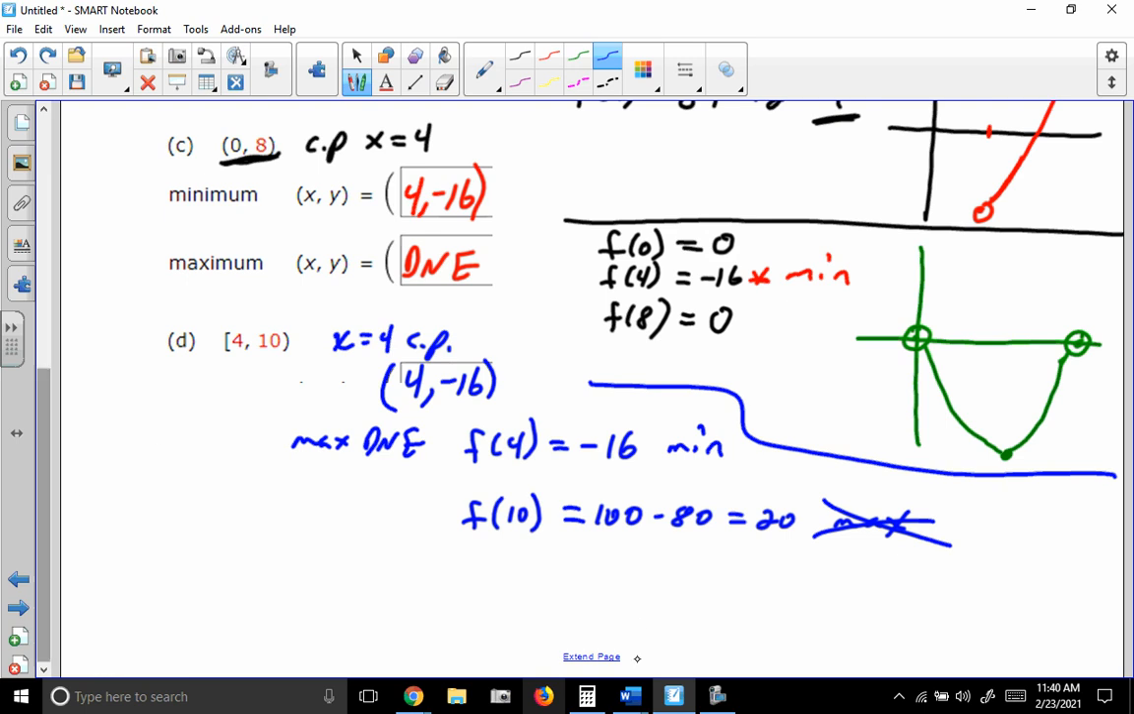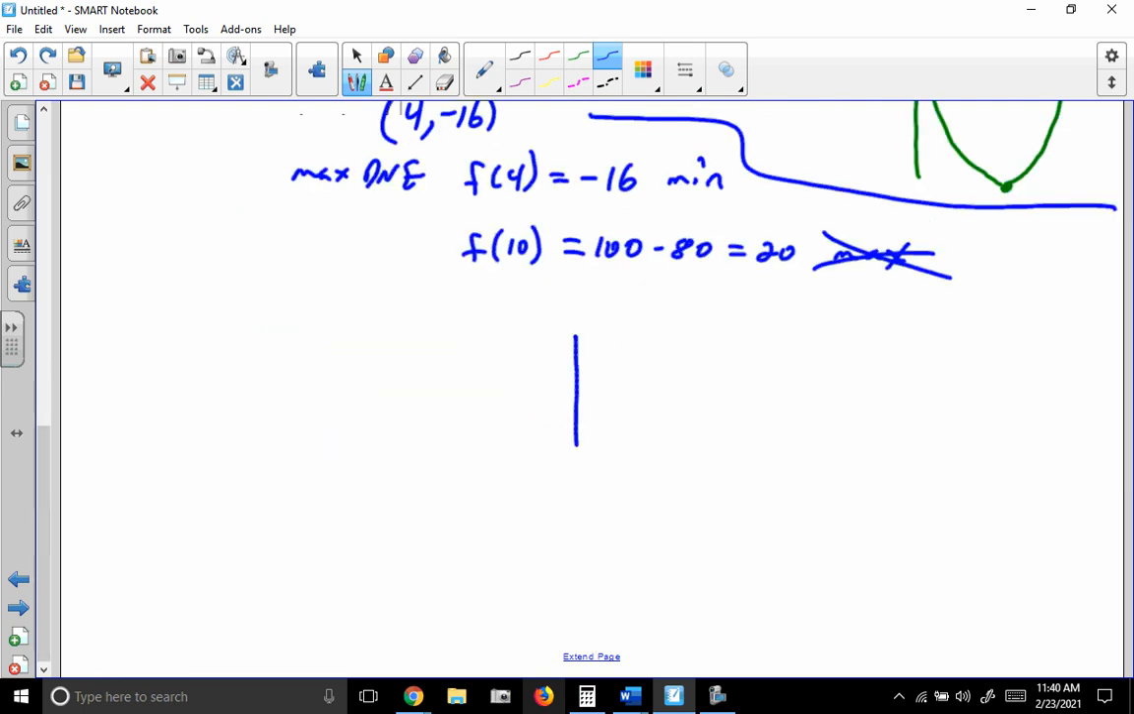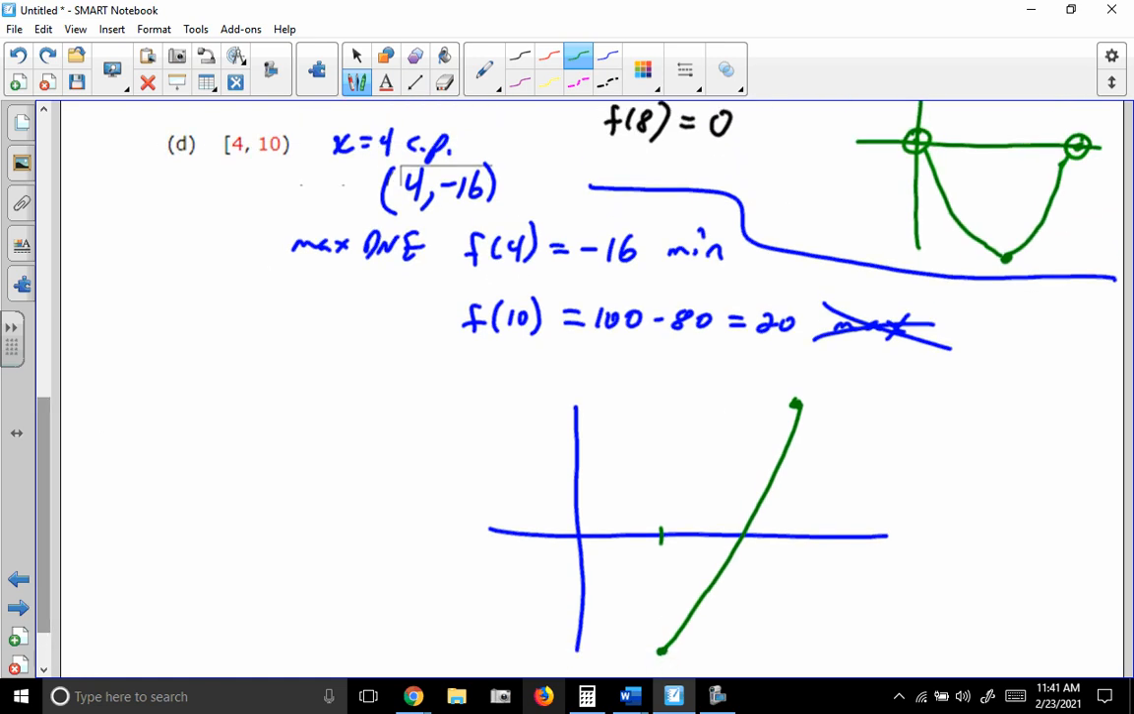And again, we'll sketch that just for reference. So when x is 4, we're down to negative 16. When x is 10, we're up to 20. There are no peaks or troughs in between there. For our interval, we include 4. We don't include 10. So we have a minimum, we have a lowest point, we don't have where the highest point is.